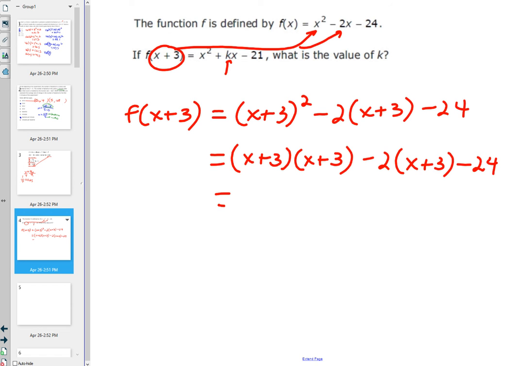FOIL. So that is x squared plus 3x plus 3x plus 9. Over here I distribute minus 2x minus 6 minus 24. I won't even waste my time combining all of the like terms.